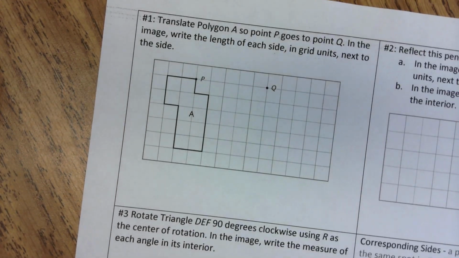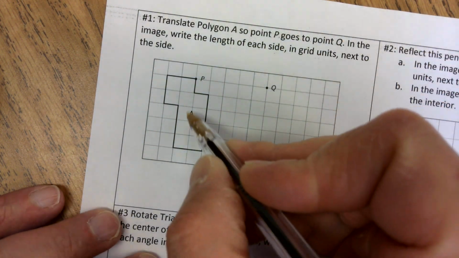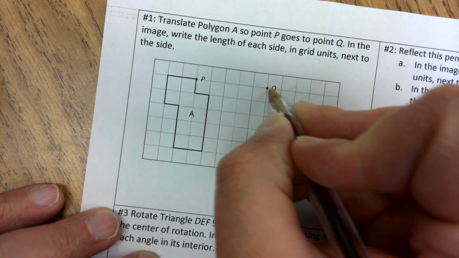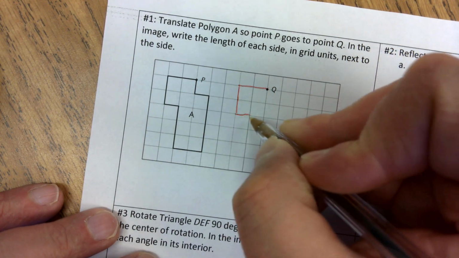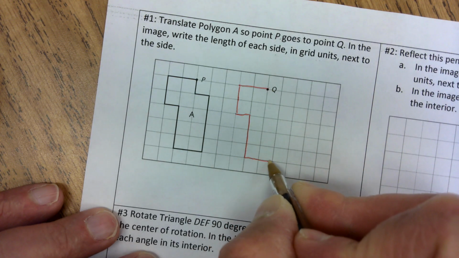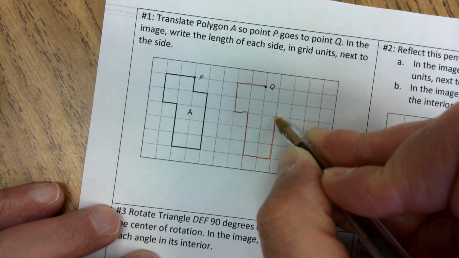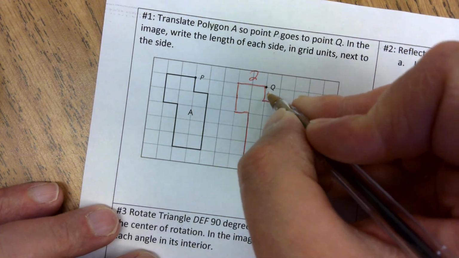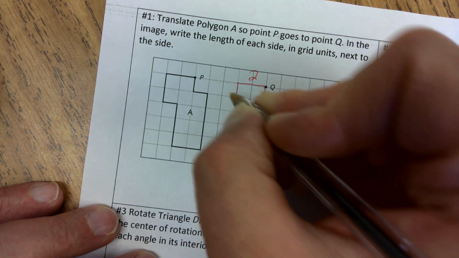All right, now real quick, this will finish off quickly. I think I'm going to skip one of these, but what we're going to do is translate polygon A so that P becomes Q. So if I go left from P, that's 2, so I'll do the same thing here to make these shapes the same. I go down here, 3 down, 2 across here, and then I'm going to go 1, 2, 3, 4 up, and then 1 left, 1 up. Now, I'm going to measure each side here. I'm just going to count them. So that's 4, that's 2, that's 3, that's 1, and that's 2.